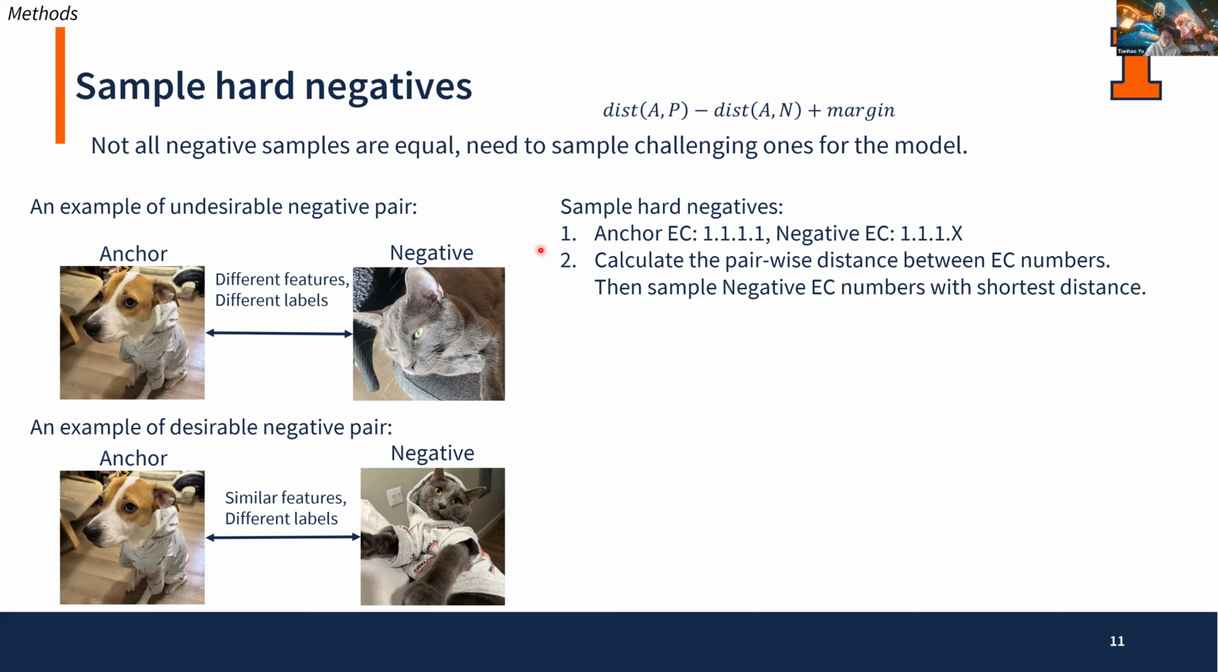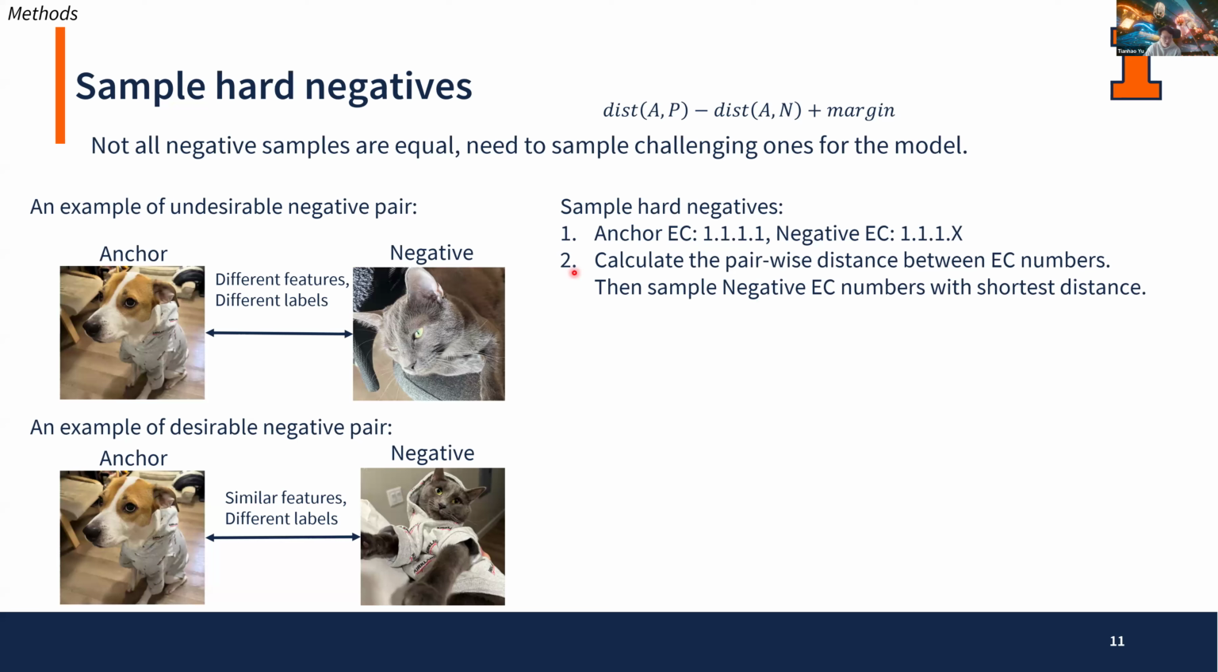So we tried two different hard negative sampling strategies. The first one is more intuitive and seems a lot more natural. If the anchor sequence had EC number 1.1.1.1, then we sample a different EC number that differs in the last digit, something like 1.1.1.X, where X is not 1. The underlying message is that, since it's a tree-like hierarchical structure, we add a sibling node here, which will have the most similar features but still a different label.